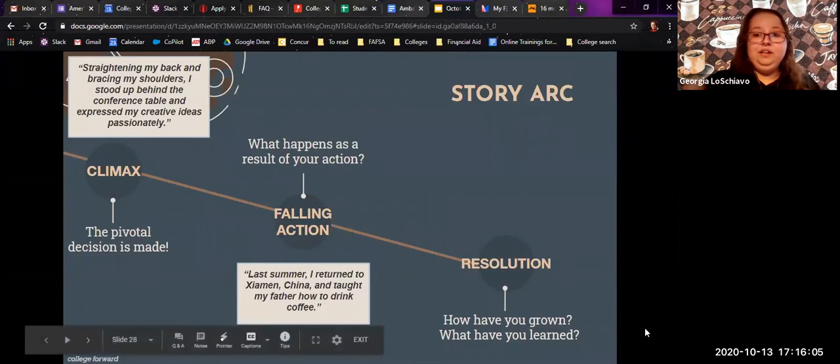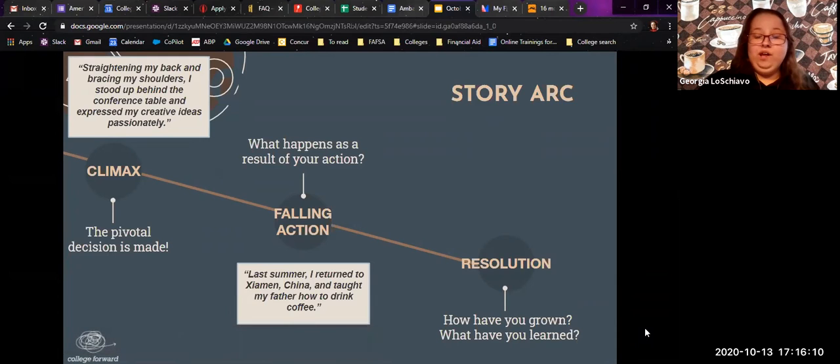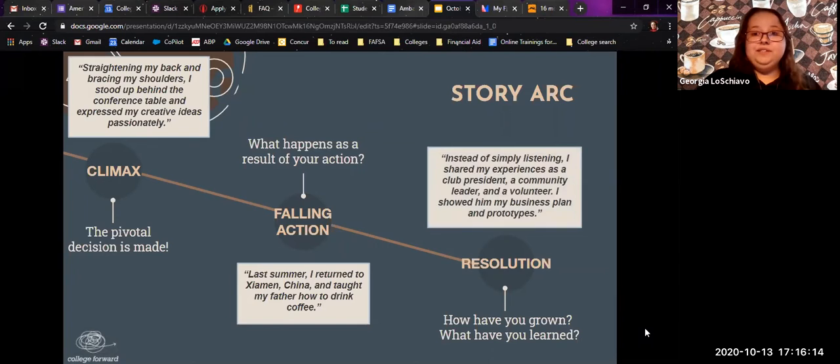And the final thing, the ending of the essay, is a resolution. Have you grown, or what have you learned? "Instead of simply listening, I shared my experiences as a club president, a community leader, and a volunteer. I showed him my business plan and prototypes." So again, this wraps back around to what we were talking about before, that they wanted to be able to introduce subjects to their father. Now they're actually doing so, and they become a much more well-rounded person through these experiences.